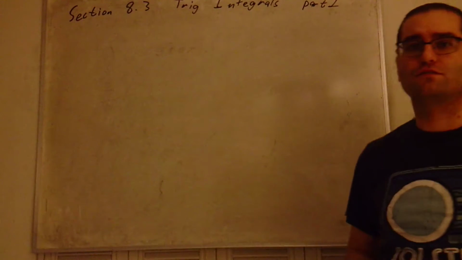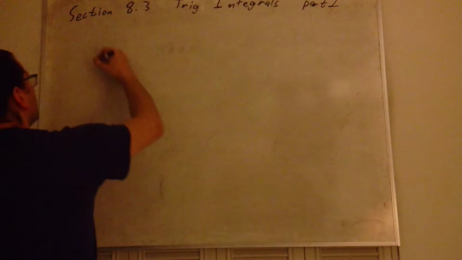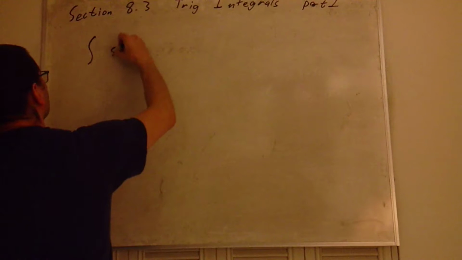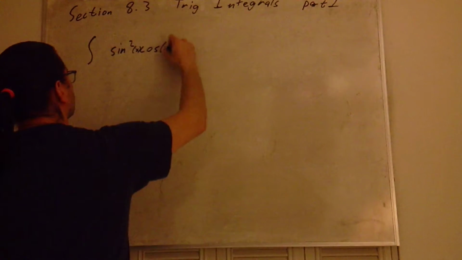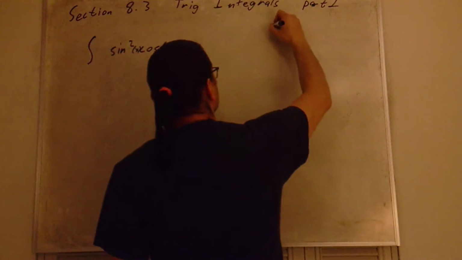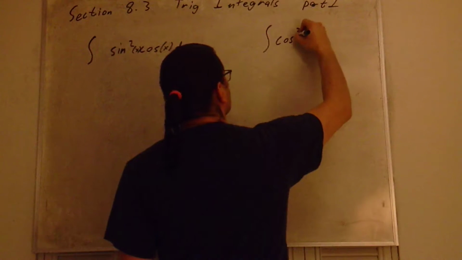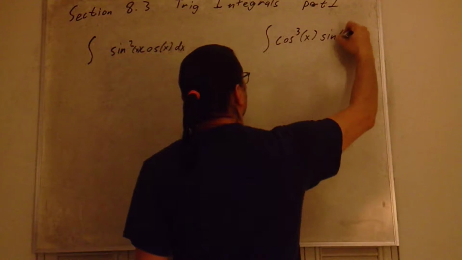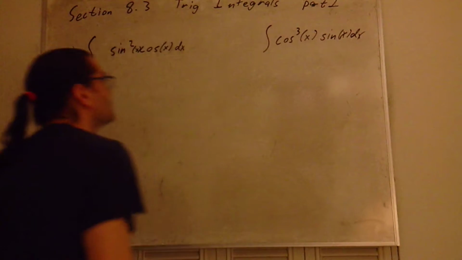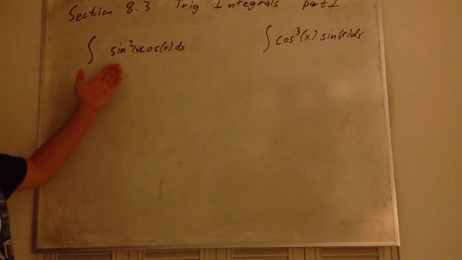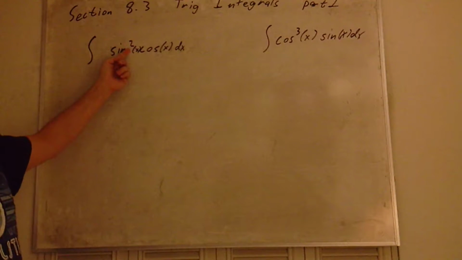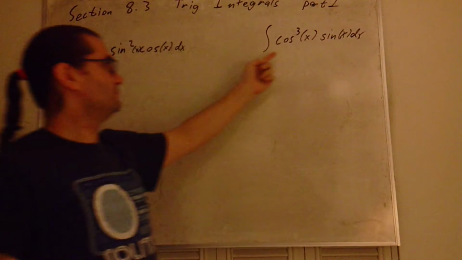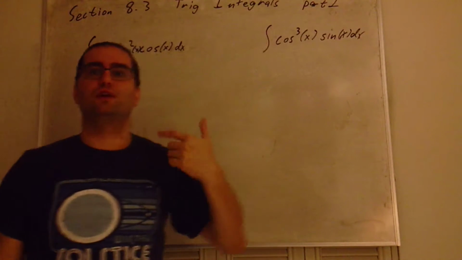So, trig integrals. Let's start with a quick review. Let's do the integral of sine squared x cosine x dx, and while we're at it, let's also do the integral of cosine cubed x times sine x dx. These are integrals that we can do. Both of these integrals involve trig functions raised to powers. We have sine squared here, we have cosine cubed here.